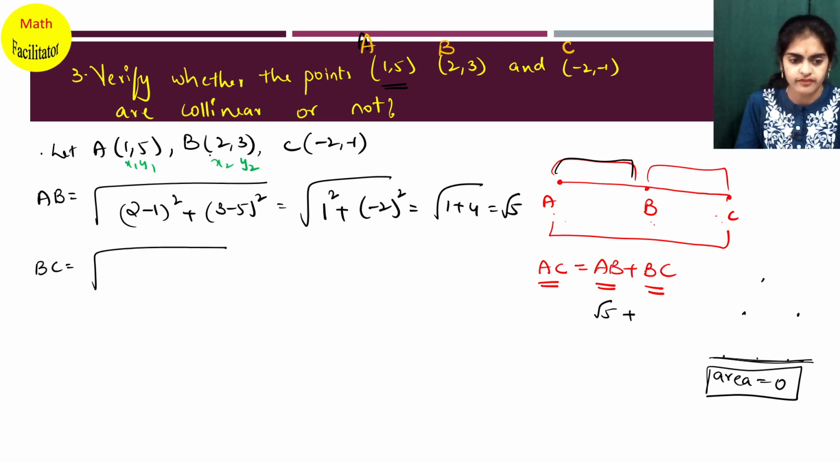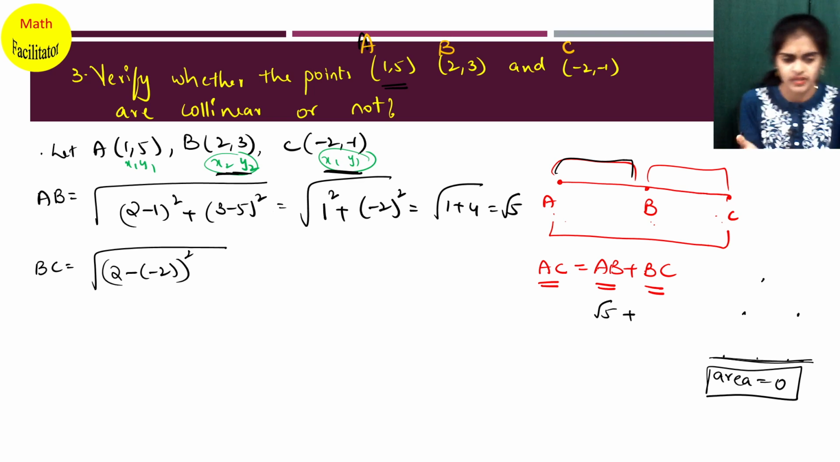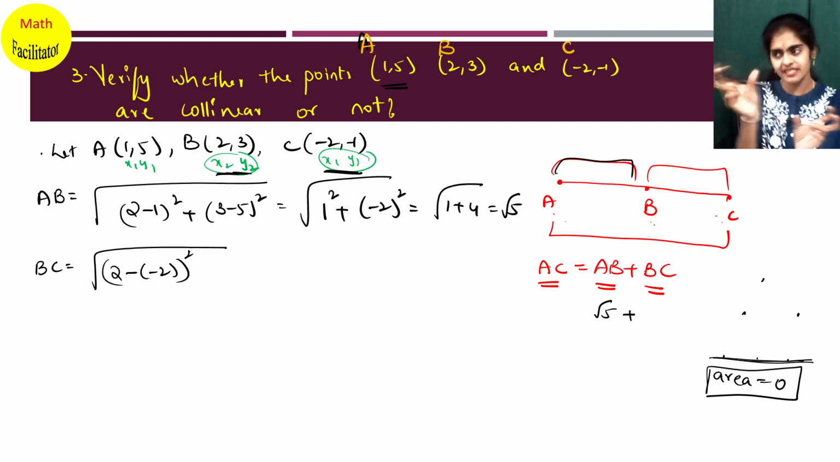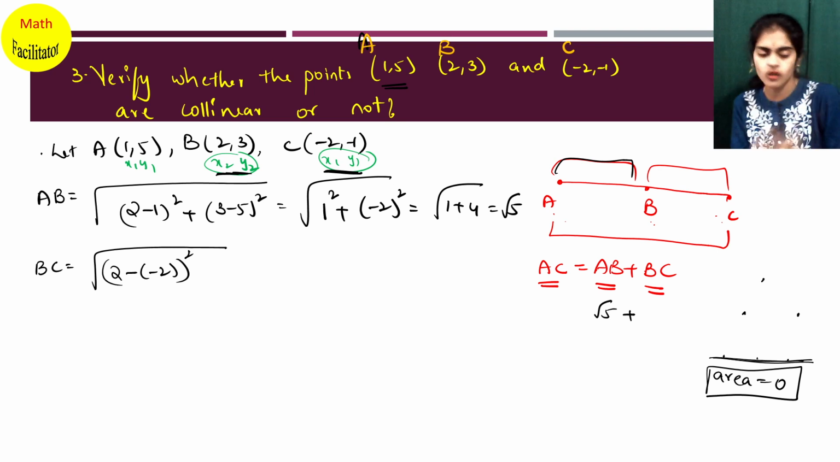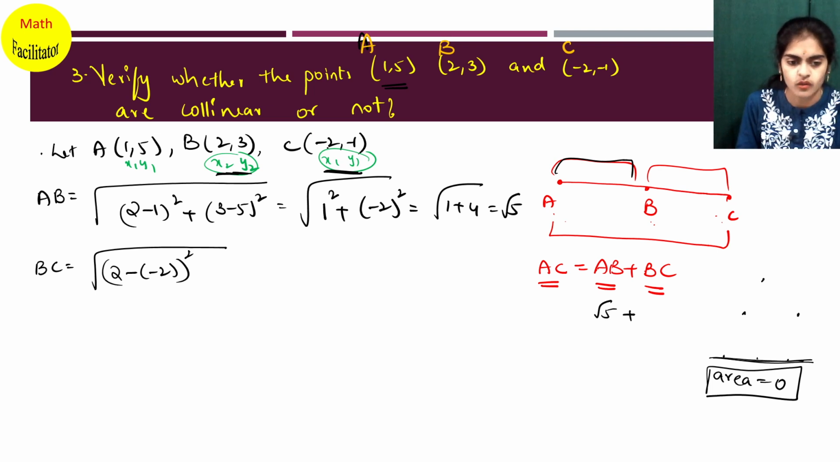BC is root over... Now to find BC, here we have already written x2, y2, so I'll just write here x1, y1. So B and C, these two let's consider. So it is root over x2 minus x1 the whole square. I'm considering this as x2, y2 and this as x1, y1. You can consider it either way, as you wish; you will get the same answer. So, (2 minus of minus 2) whole square plus (y2 minus y1) the whole square. I told you why we are keeping this double bracket here.